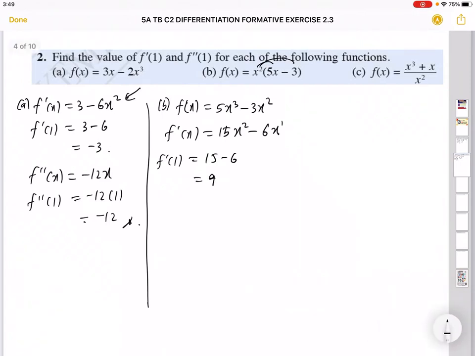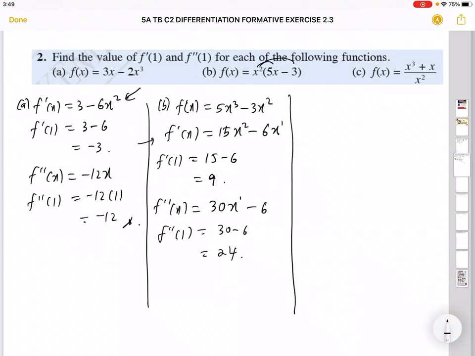Okay, now the next one is, when I differentiate 15x squared, I'm going to take my f prime x and differentiate one more time. We write this as f double prime. 15 times 2 is 30. Copy x, reduce the power by 1. Differentiate 6x, you get 6. As we put 1 inside, I get 30 minus 6, which is 24.